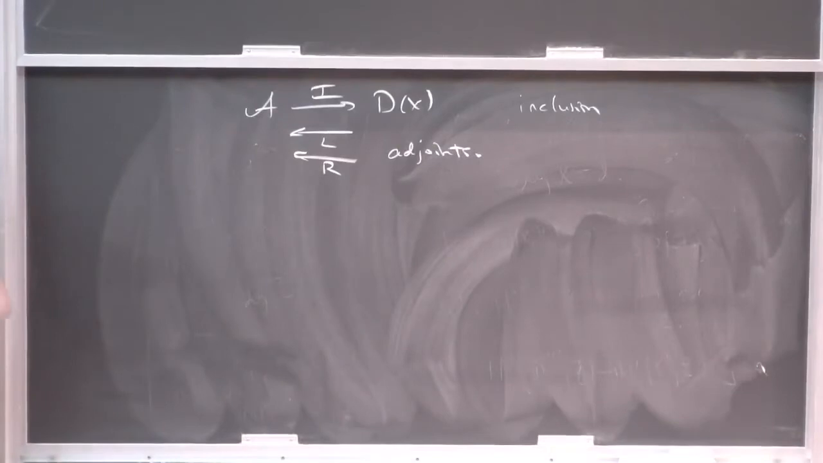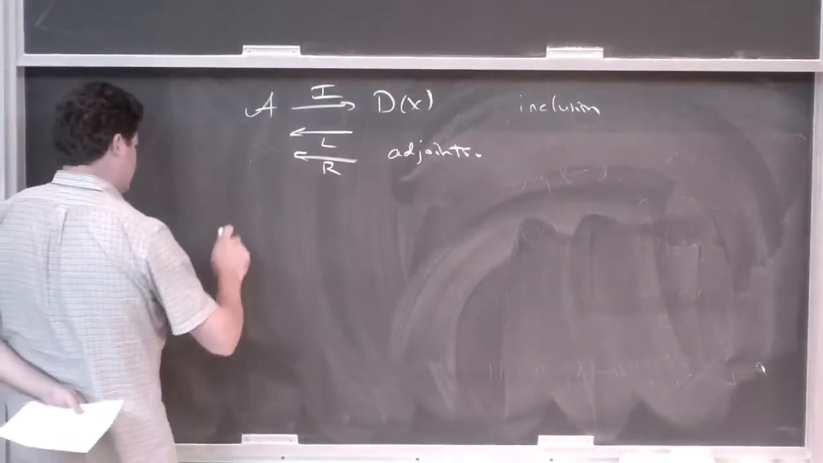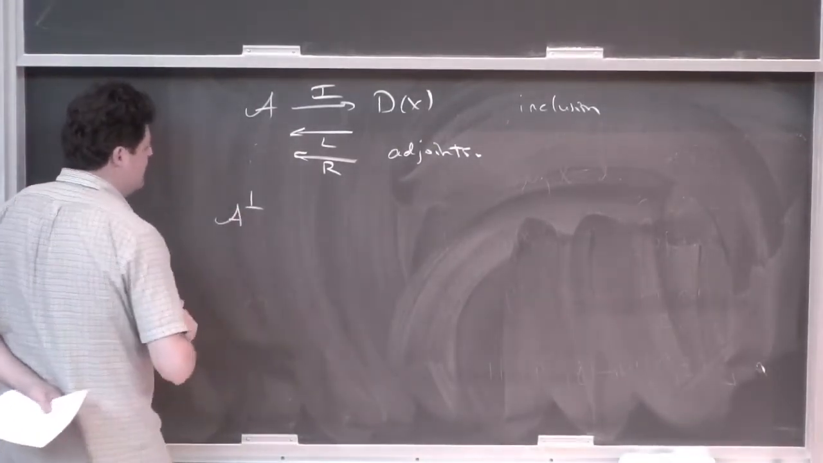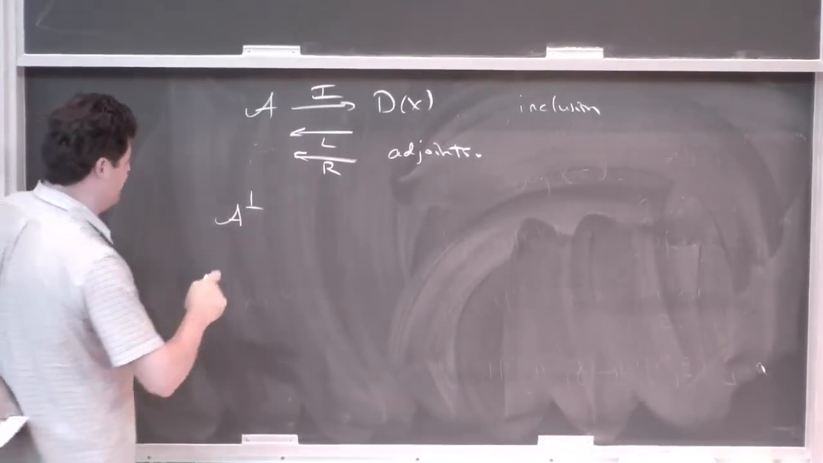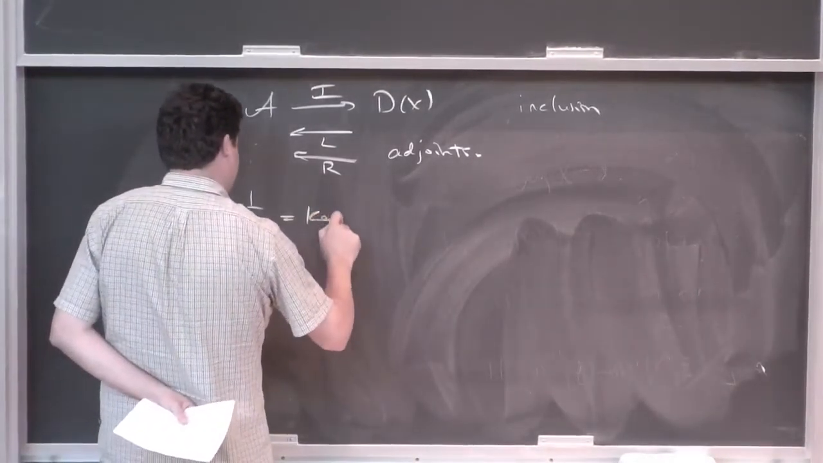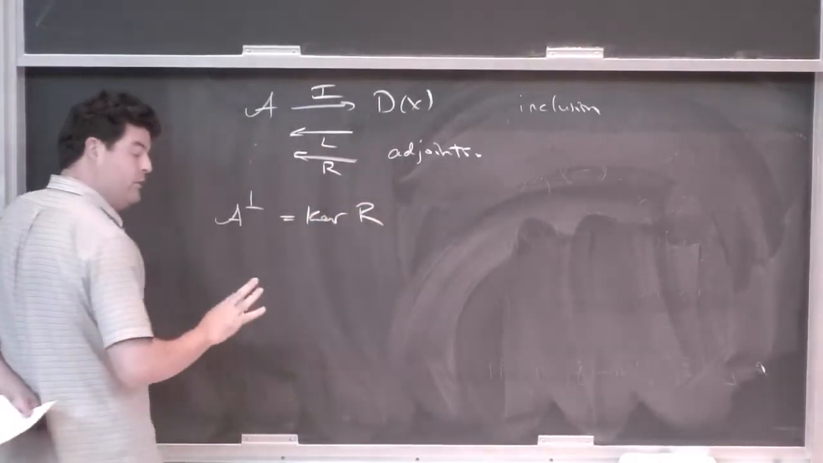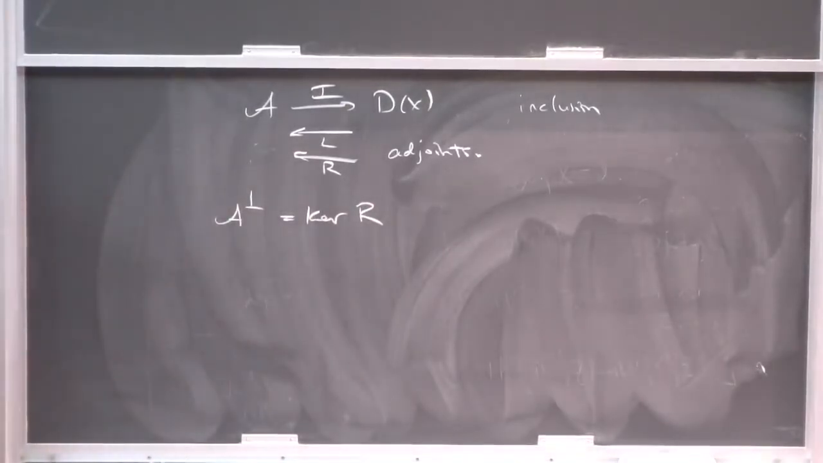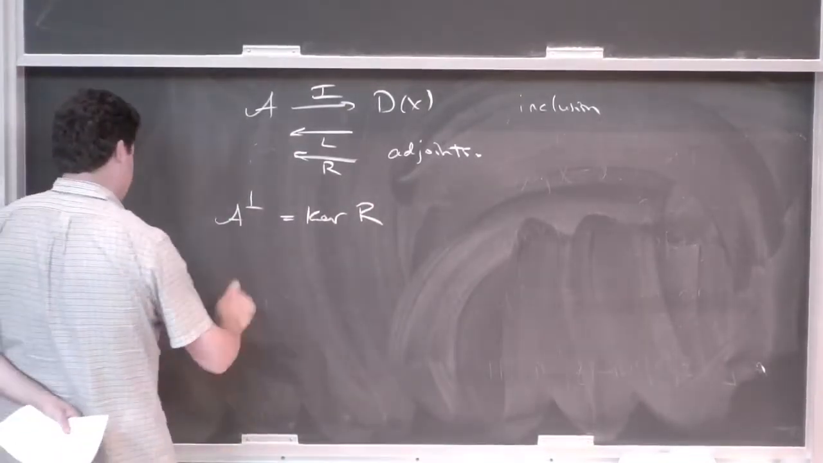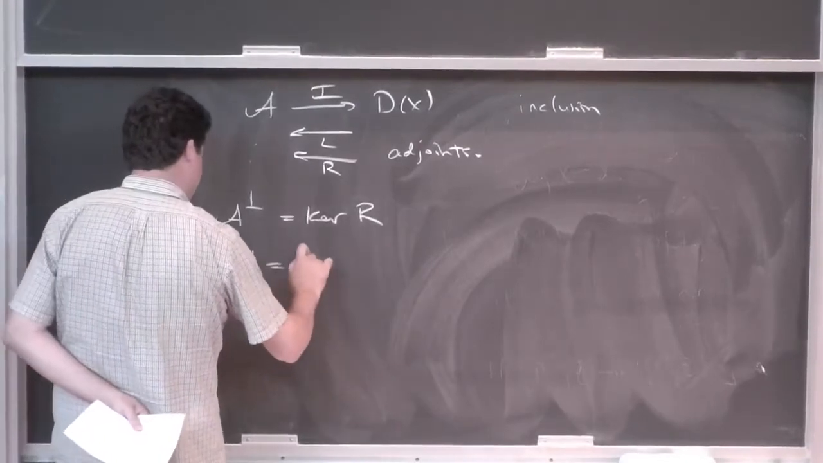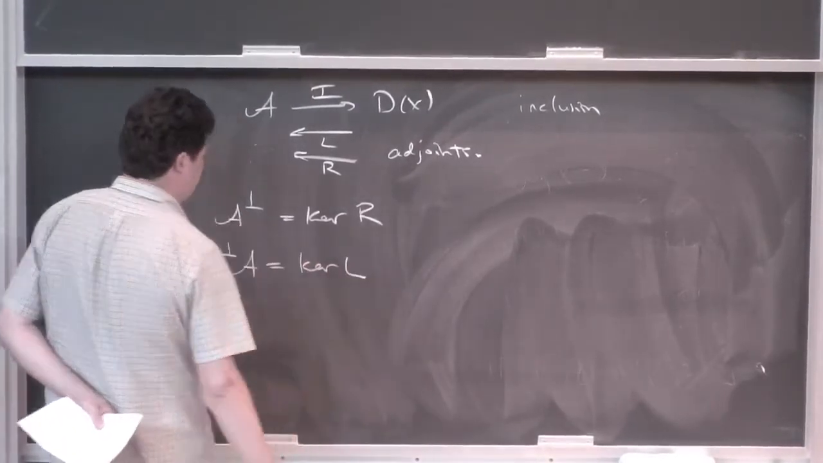And just before we left, we said that the things that have no Homs from A are the same as the kernel of R, kernel in the sense of what it kills. And A perp was the kernel of L.